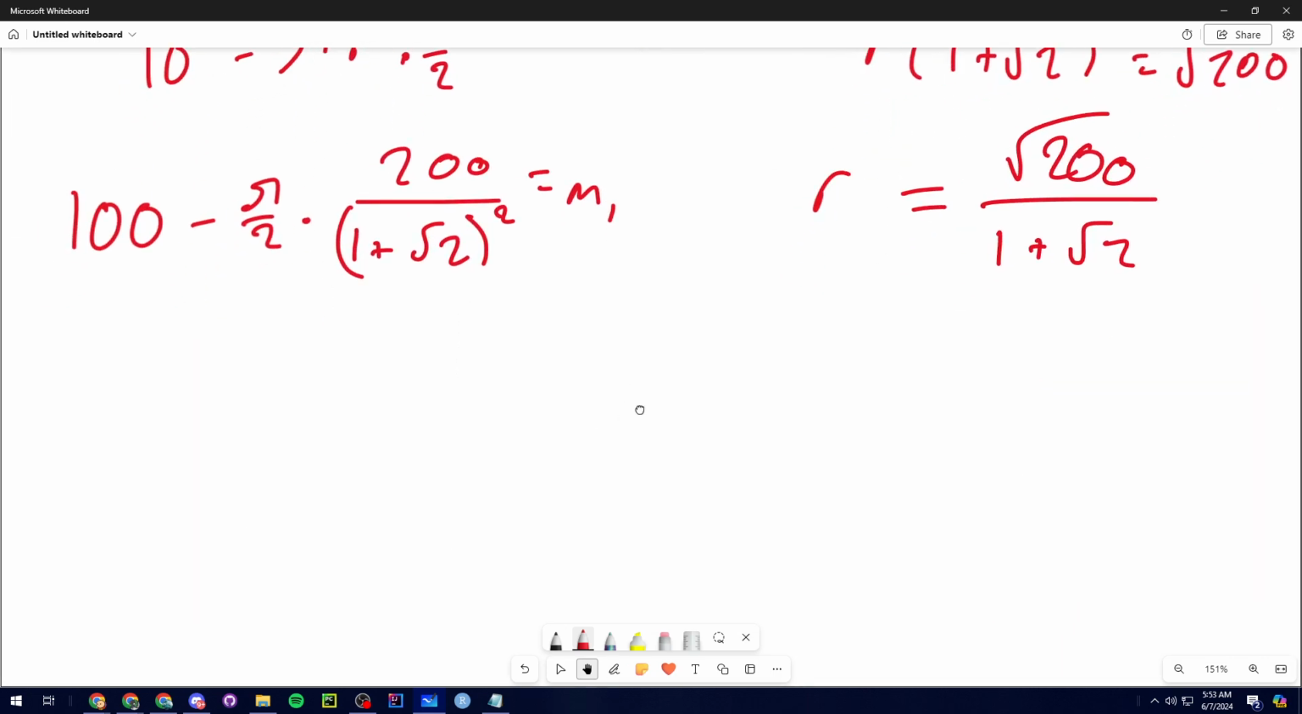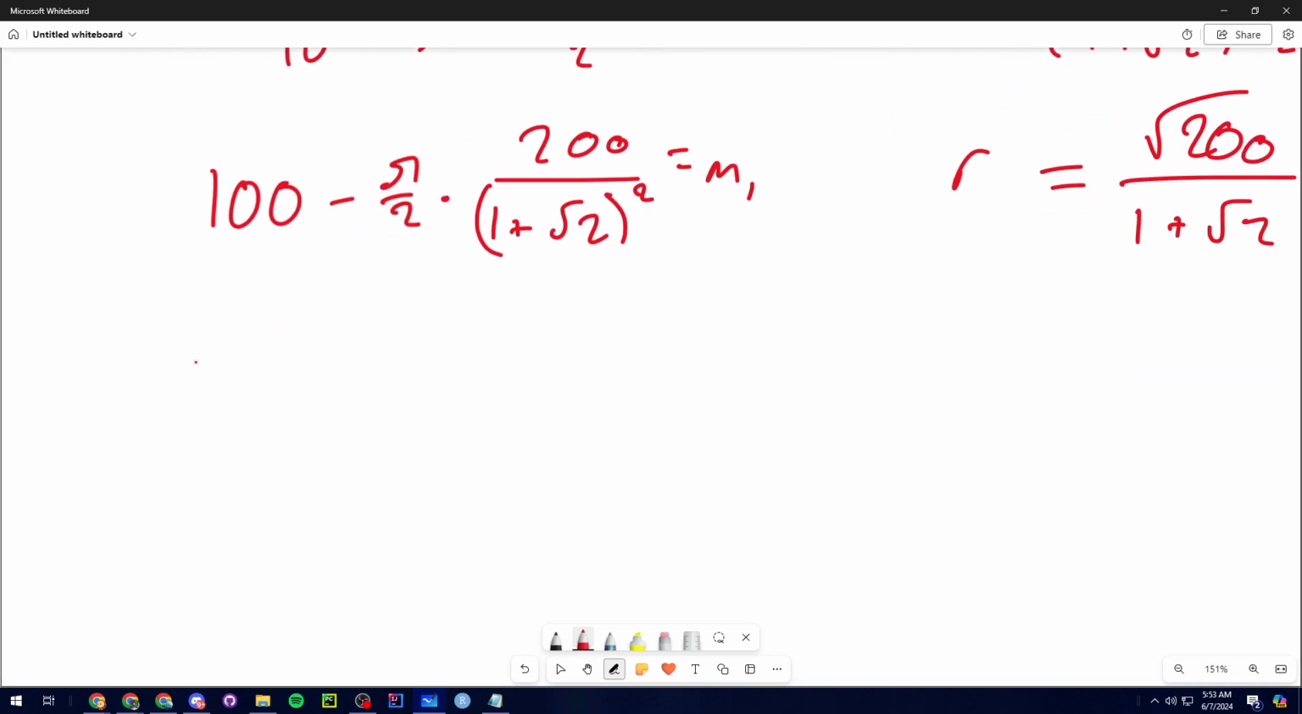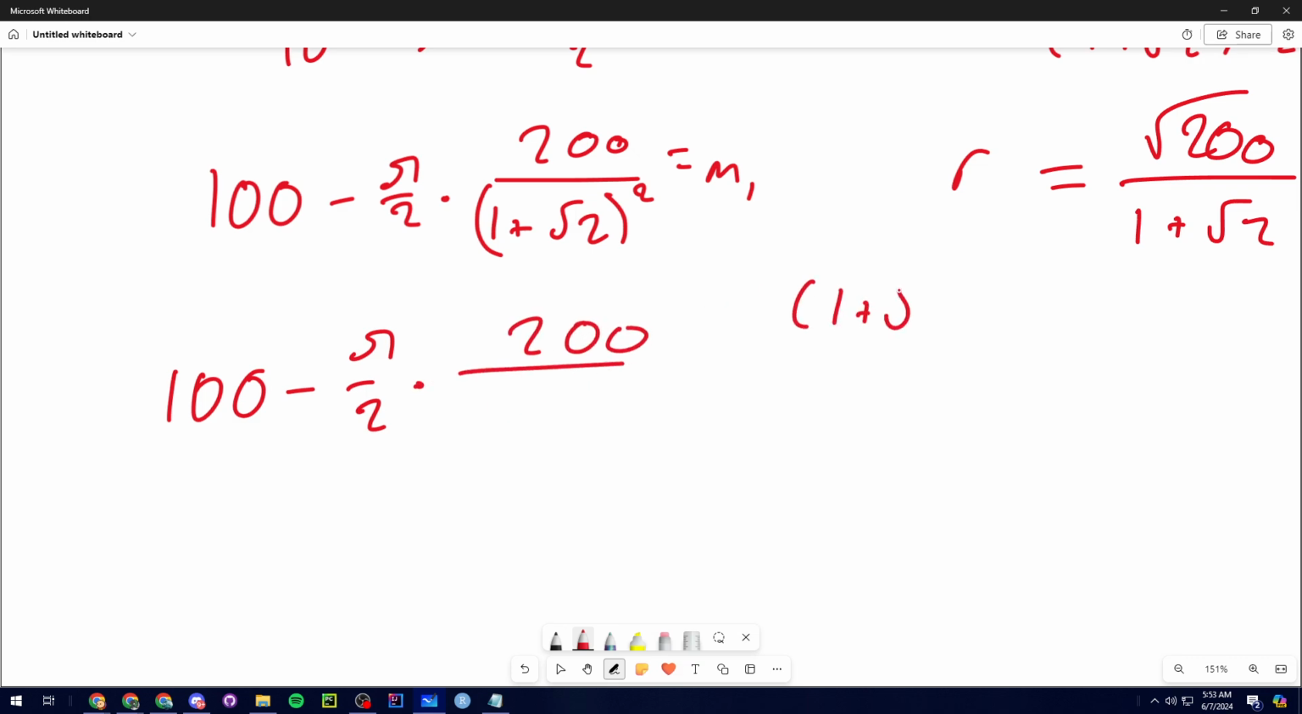I'll just go ahead and simplify m1 for you. What is (1 plus root 2) squared? You could FOIL it out. Also remember that (a plus b) squared is equal to a squared plus 2ab plus b squared. That's just another thing you might want to remember. So 1 plus 2 root 2 plus 2, so that's just 3 plus 2 root 2.